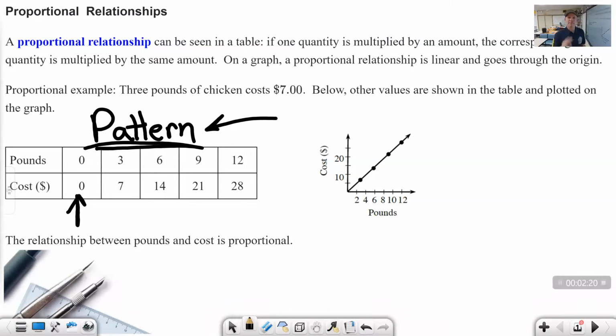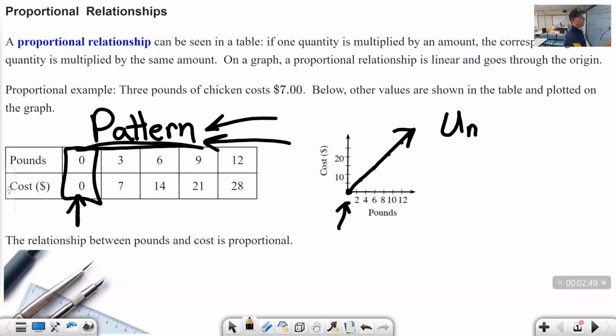In a graph, there are two things. Also, starting at 0, 0, the origin. We're thinking about work. You do 0 work, you get 0 money. Okay? And so we also are looking for a straight line. A straight line. The origin and straight line. Why a straight line? Because the straight line indicates a pattern. Okay? Third thing, unit rate.